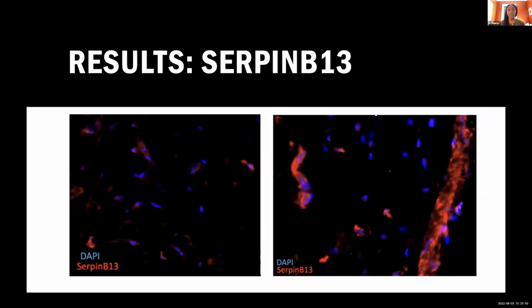Lastly, for SERPIN-B13, we were able to see some overlap between the DAPI and the SERPIN-B13. As I stated before, SERPIN-B13 is both cytoplasmic and nuclear. So we can see how the SERPIN-B13 is able to overlap the DAPI as well as surround it in both photos.